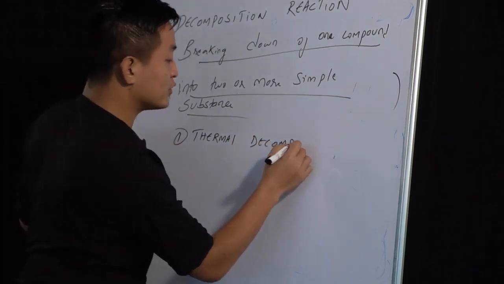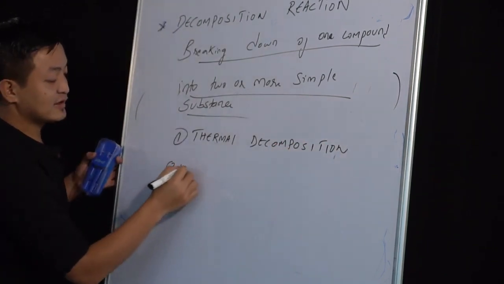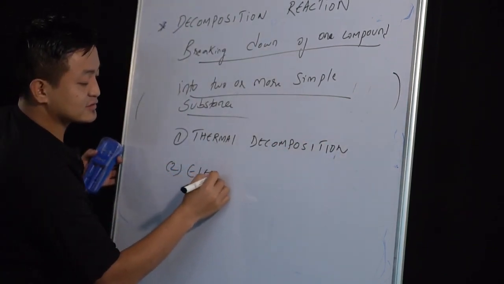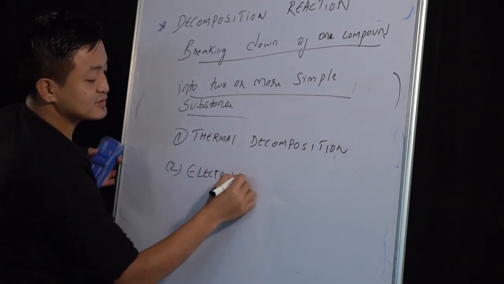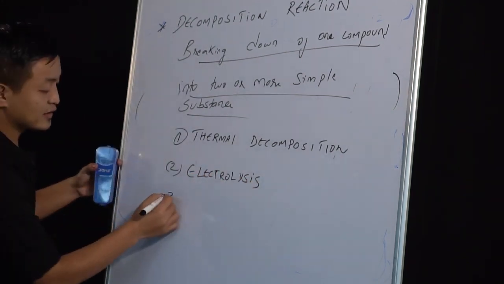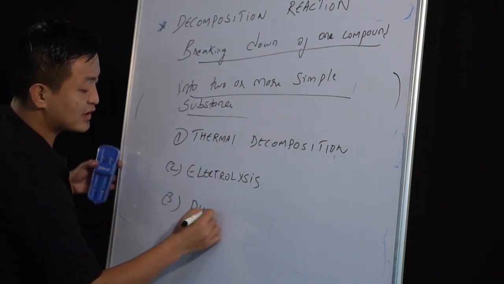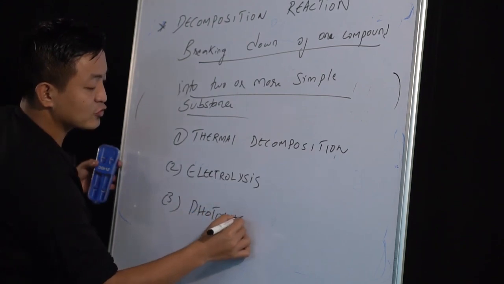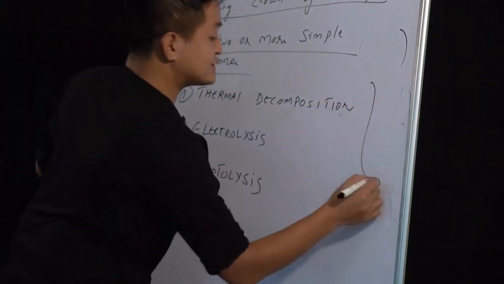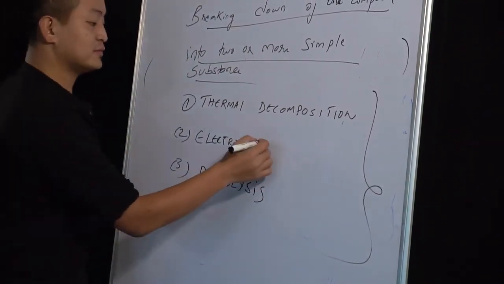Thermal decomposition. The second one is electrolysis, or electric decomposition. Third would be photolysis. Photolysis. So this is important. These are the three types of decomposition reaction.